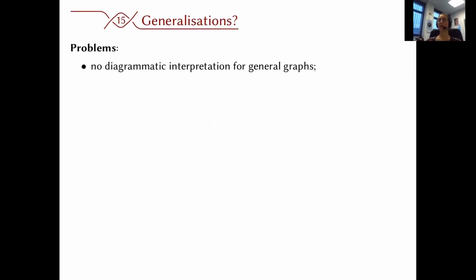Now, there are two very natural questions to ask. The first one: can this work for more general graphs? I don't think so, for a very simple reason. In general, there are no satisfying diagrammatic interpretations for, let's say, Artin-Tits groups of type other than A. For type B, you can do something, but going to other types, it's not known. No reasonable diagrammatic interpretation is known.